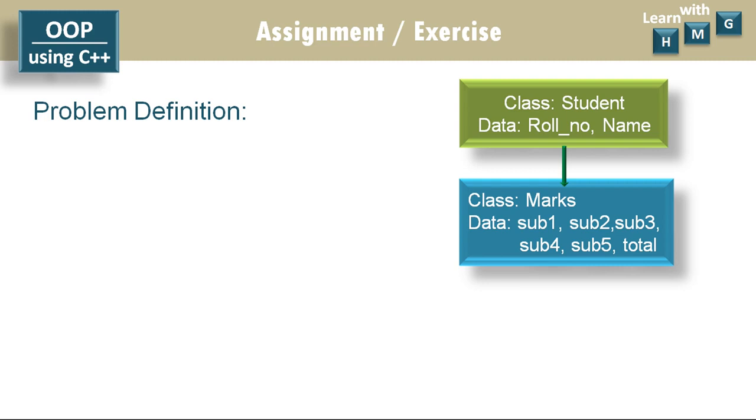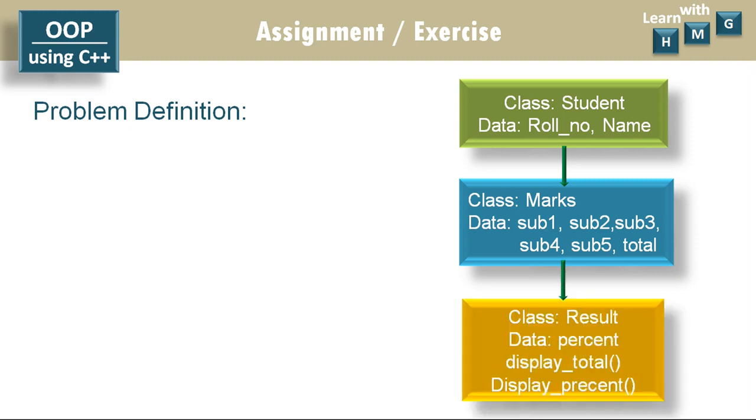From marks class, one more class is derived, that is result. This result class is having one data member percent, and in that there is display total and display percent. So the total and percentage marks are displayed within the result class, not in the marks class. So like this you have to use these members of marks class into result class by declaring them as protected data members. Then only it is possible.